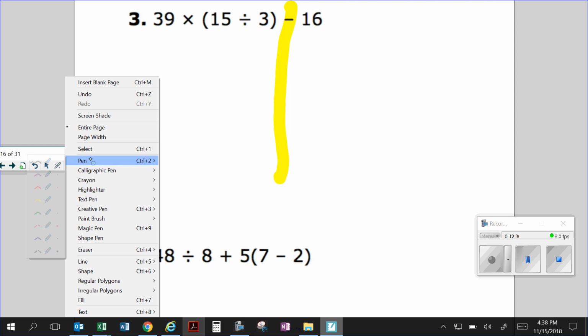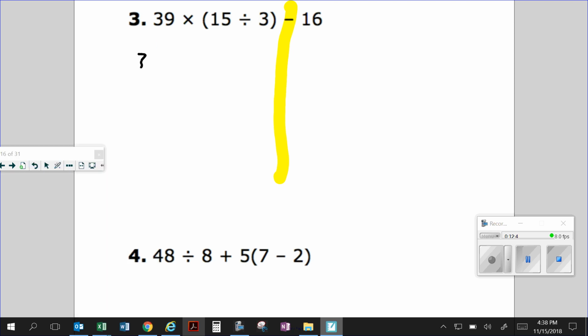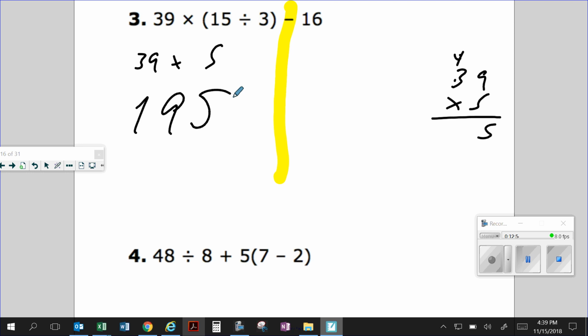In the left term, I see 39 times the group of 15 divided by 3, which is 5. And what is 39 times 5? That's 45, carry the 4. 15 plus 5 times 3 is 15 plus 4, which is 195.